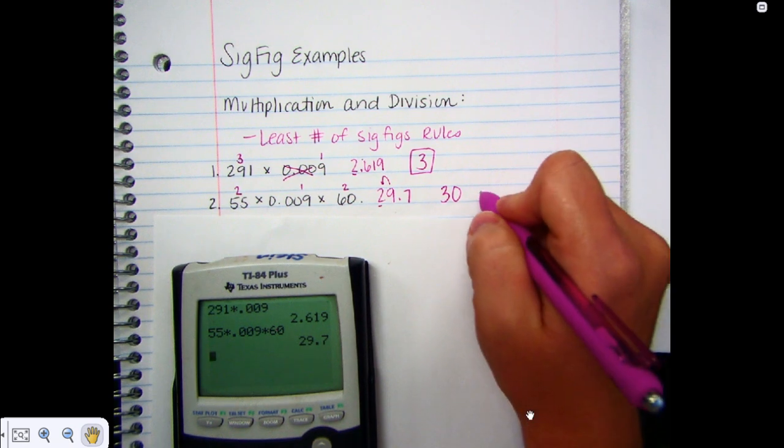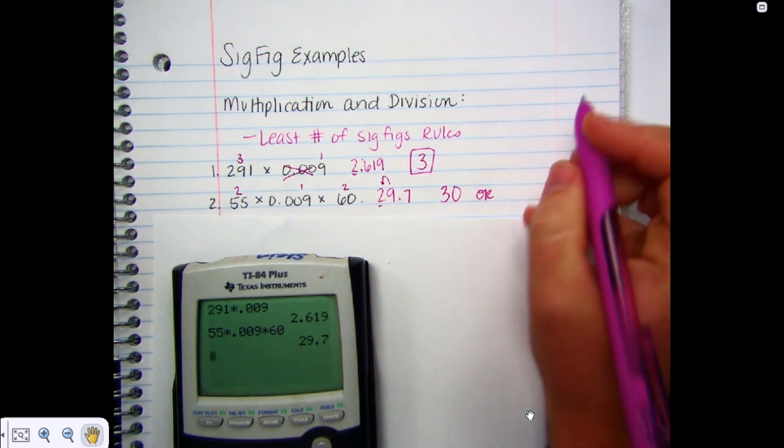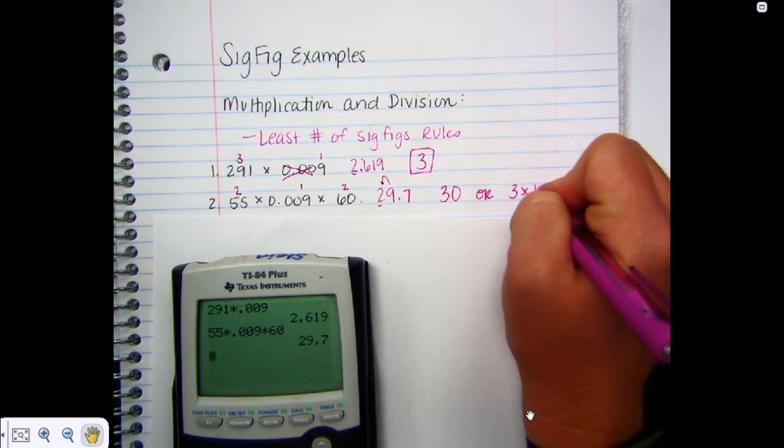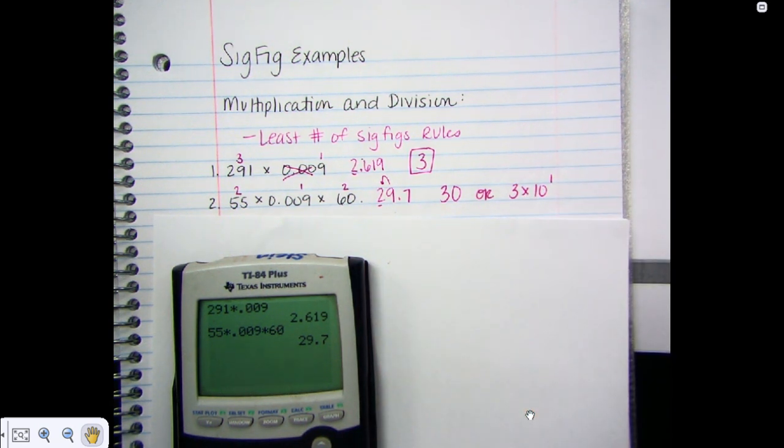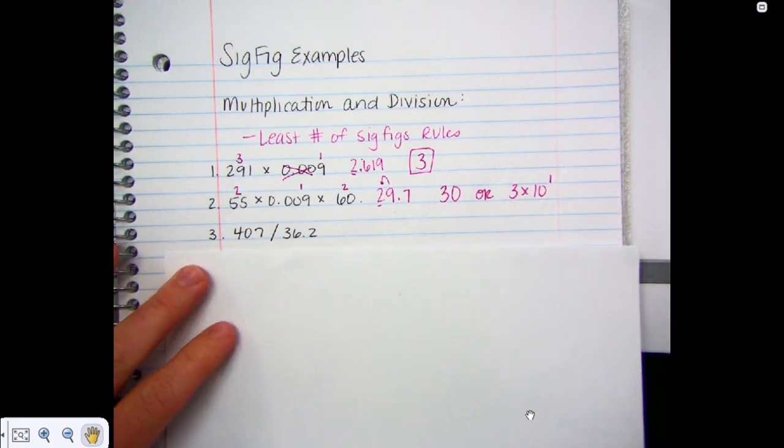The other way you could write it, if this is wigging you out because you're writing 2 things down and it's only one sig fig, is 3 times 10 to the first, putting it in scientific notation. Either one of those is correct, but you've got to think about money. All right, let's look at the next one.